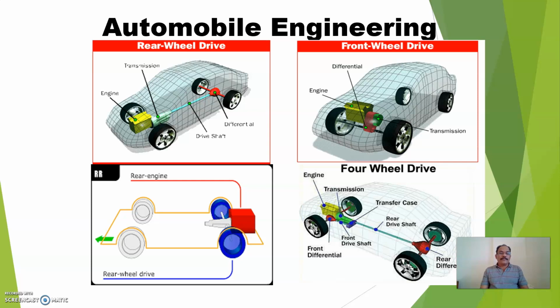Now on the left-hand side you will find the rear engine and rear wheel drive. The best example of this type of vehicle is the Nano, in which the engine is on the rear side and the drive is also on the rear side. This type of vehicle is good for hilly areas because it is easier to push than pull, whereas most cars run on pulling because the drive is given to the front wheels. Though the Nano's engine capacity was less, it was a good vehicle for climbing hilly areas. That's why it was a successful vehicle.